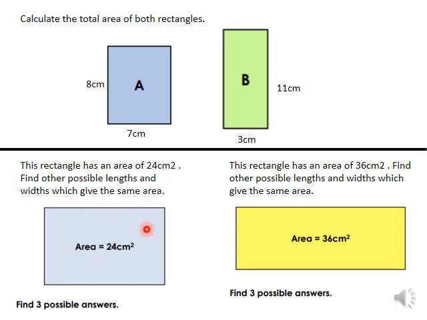So we know the area, we've now got to find the dimensions. What could that length be? What could that width be? So what numbers multiply together to make 24? And the same with this one, what numbers multiply together to make 36?